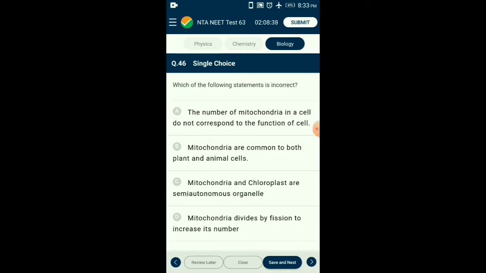Question number 46. Which of the following statements is incorrect? Number of mitochondria depends on the metabolic activity and function performed by the cell. Cell with more metabolic activity has more number of mitochondria. Maximum mitochondria are present in flight muscle cells of the birds. So the answer for this question is option A. The number of mitochondria in a cell does not correspond to the function of the cell. The statement is incorrect.